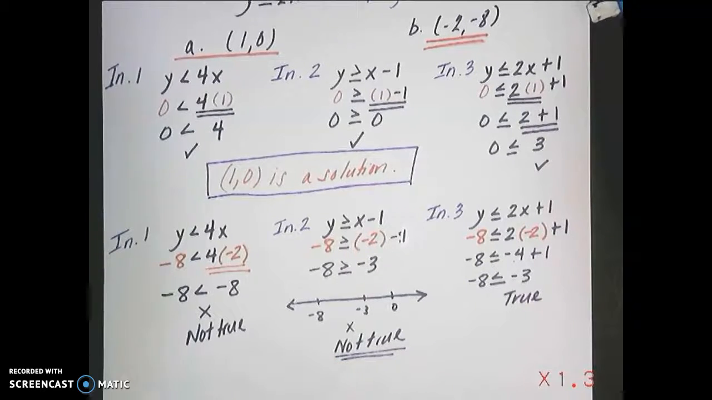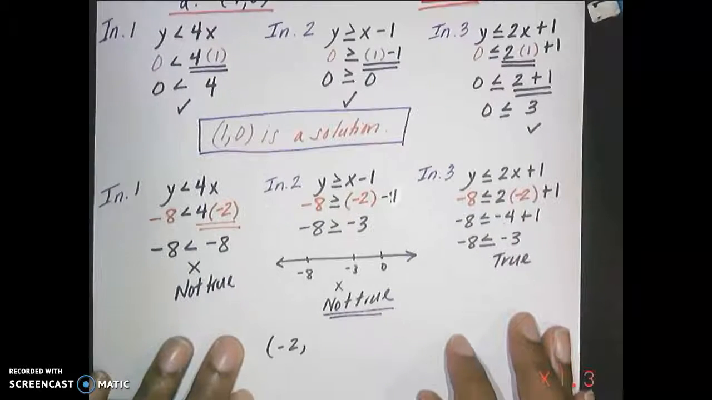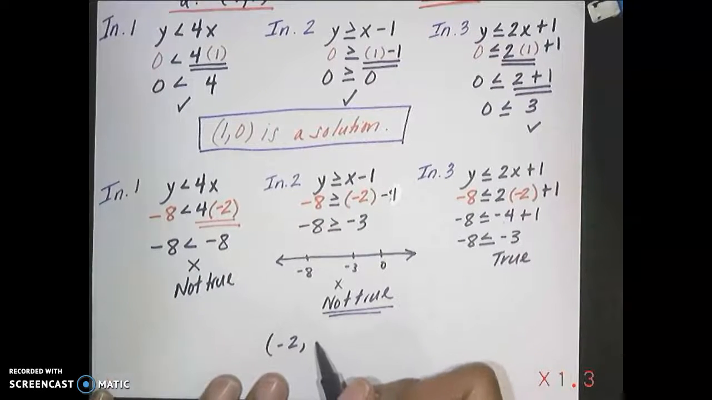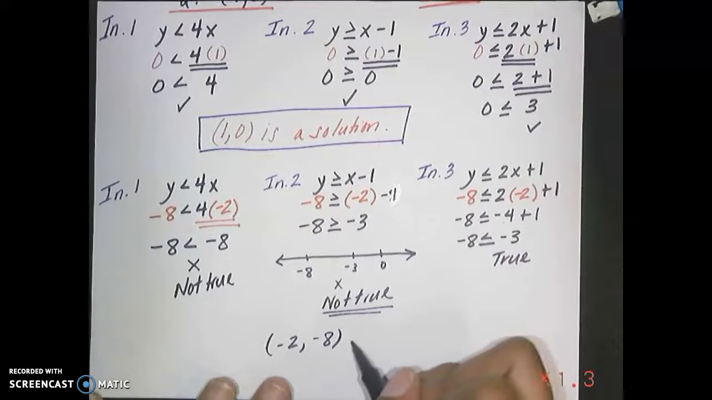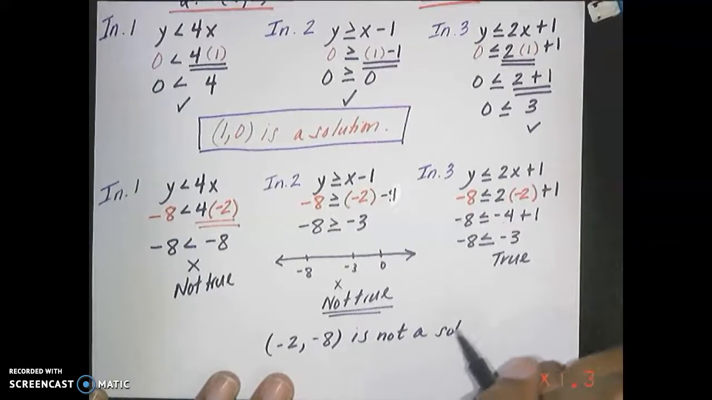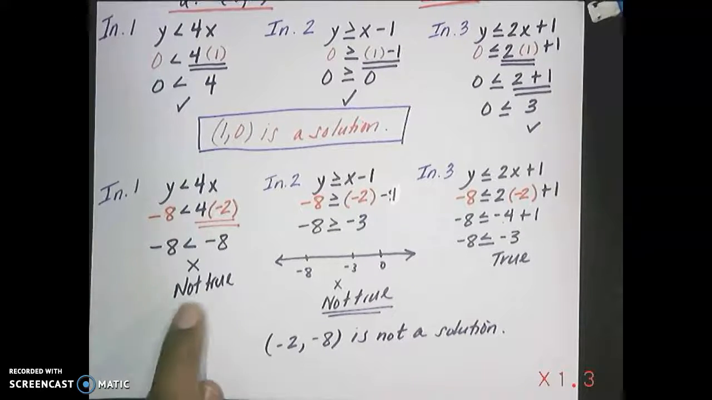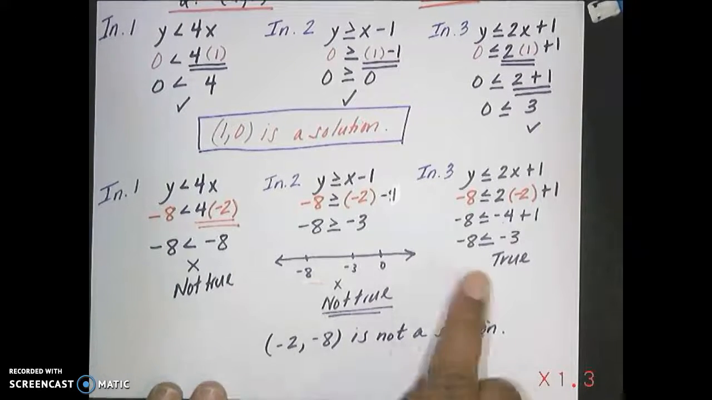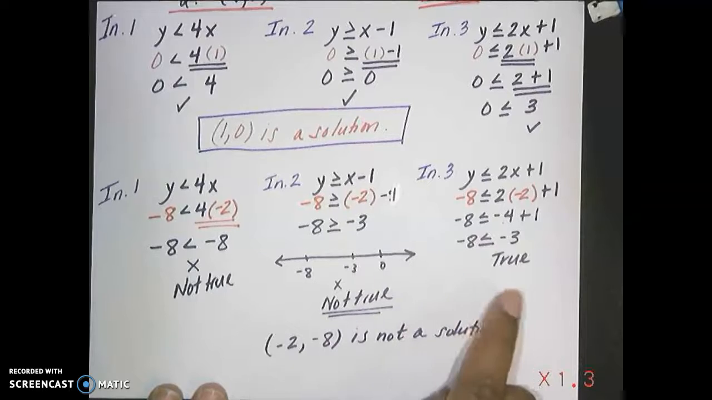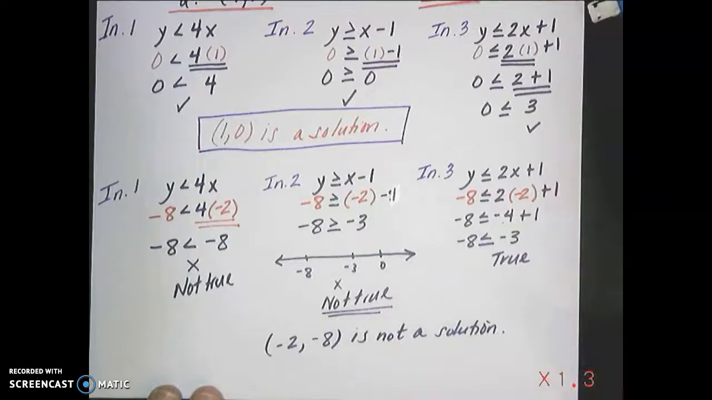Because these two right here were not true, we can say that the point (-2, -8) is not a solution. Also, once we get to this point, we really don't have to look at the other ones at all. But I just did it as good practice for looking at integers on a number line.